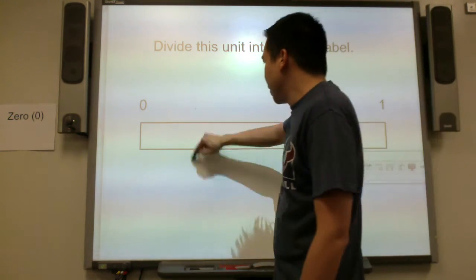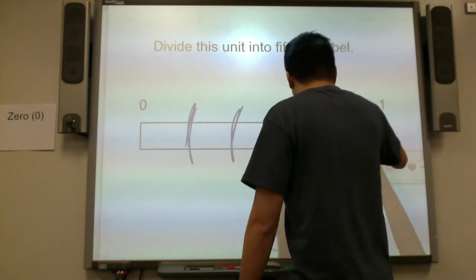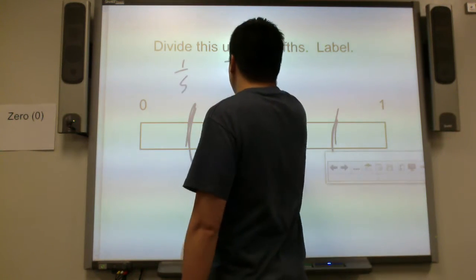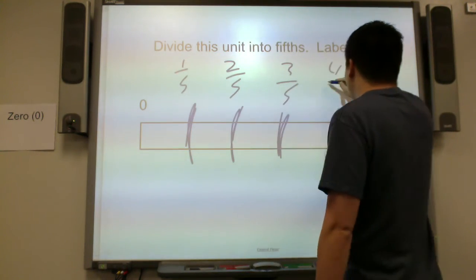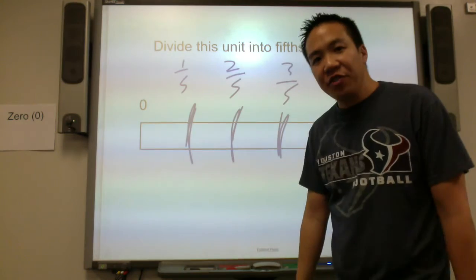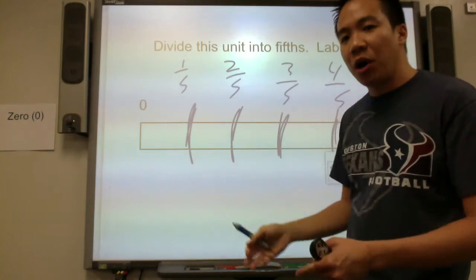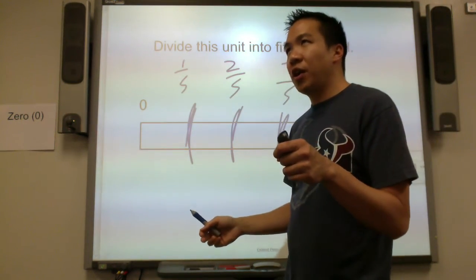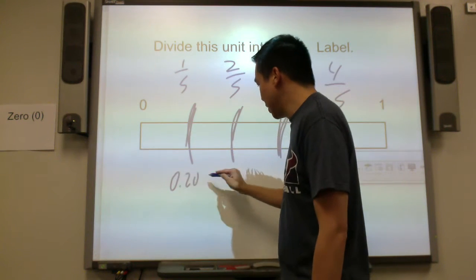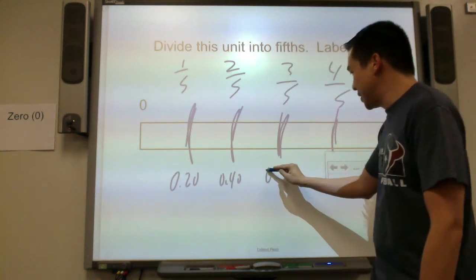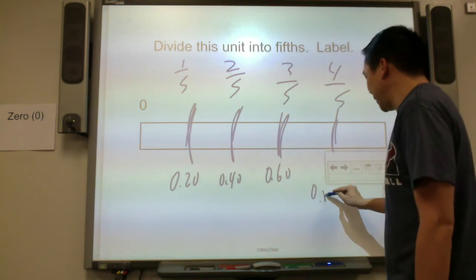Divide it into fifths. This is 1/5, 2/5, 3/5, 4/5. So you have 1/5, you have 1, and you're dividing it into 5 parts. $1 divided into 5 parts is 20 hundredths, 40 hundredths, triple it, 60 hundredths, quadruple it, 80 hundredths.